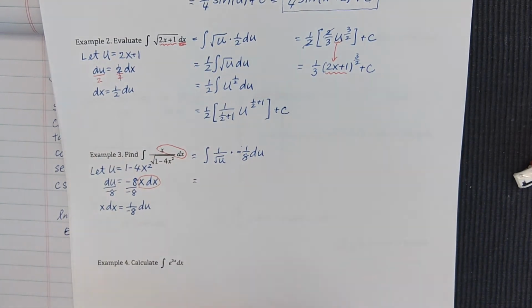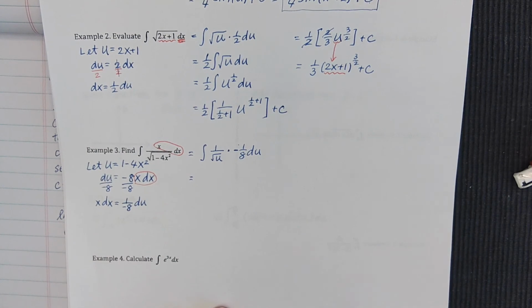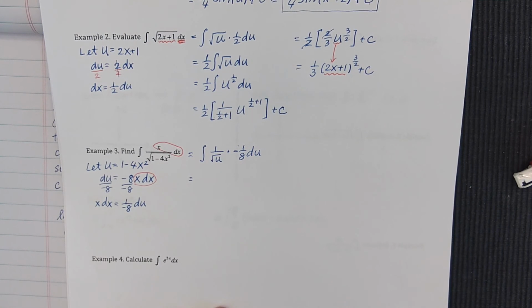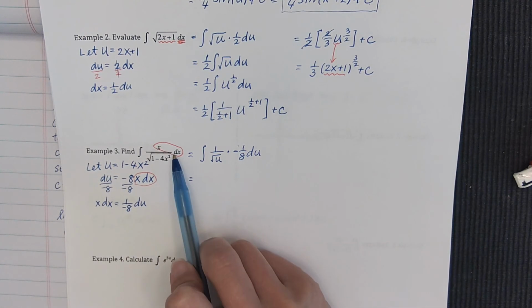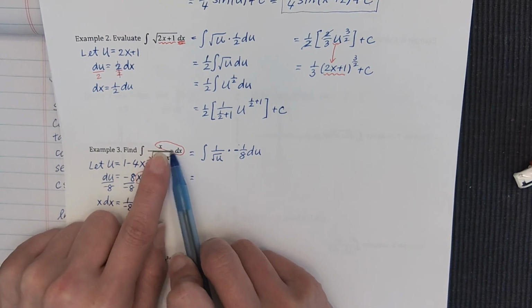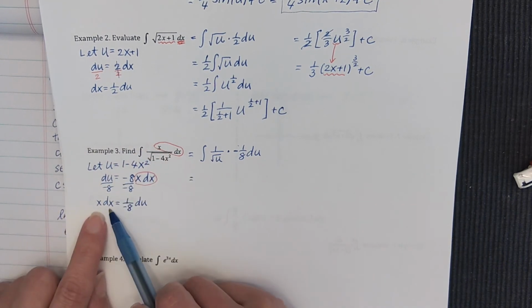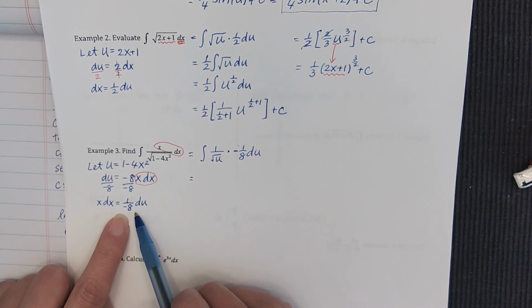Now finally, what can I do? The reason you're able to put the negative 1 over 8 du to the right and just the 1 over the radical is because the x dx and the du are both in the numerator, so they just end up being that way anyway. Yeah, that's right. x dx is in the numerator, so exactly, I can change it to the negative 1 over 8 du.